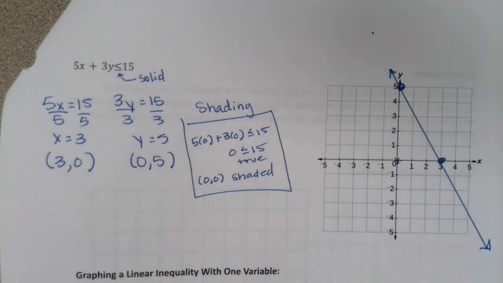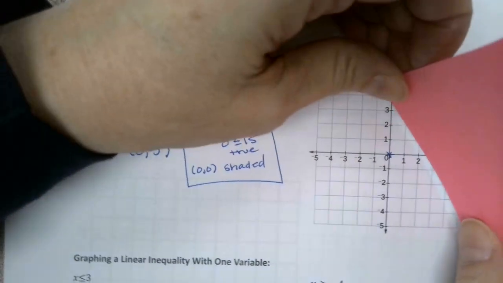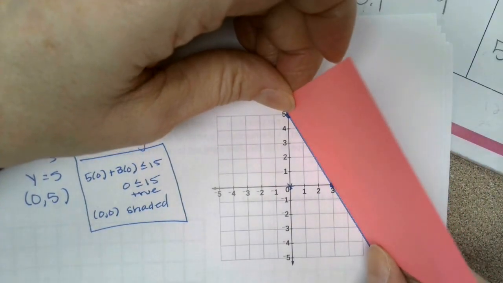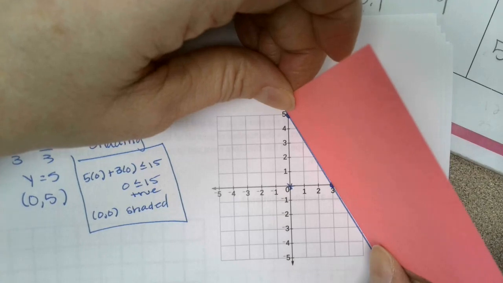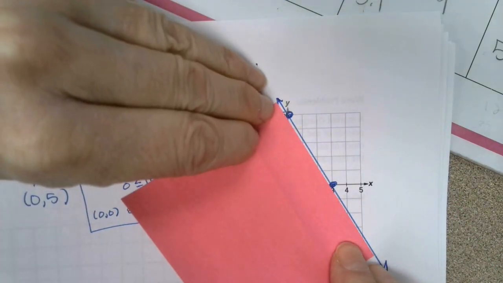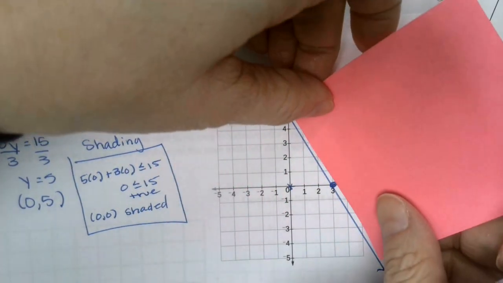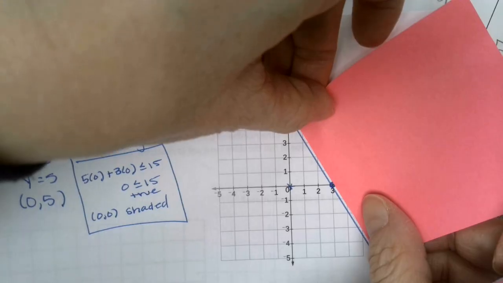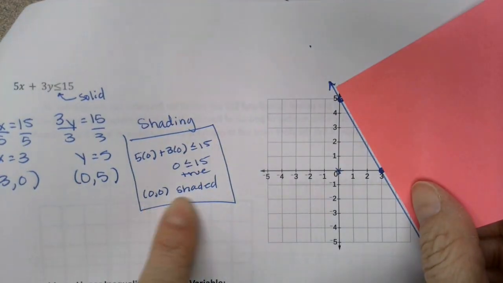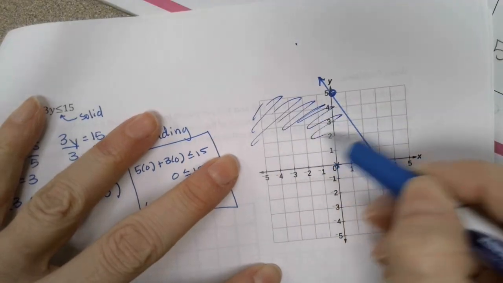So then when I'm thinking of my shading, I just said that 0, 0 is a solution. So if I picture my line is here, I want to shade where 0 is. I don't want to shade there because that would cover 0. Or I mean, this would cover 0. It should look like that. If I shade here, then 0, 0 would not be shaded at all. And this is telling me 0, 0 should be. So then I shade in this direction.